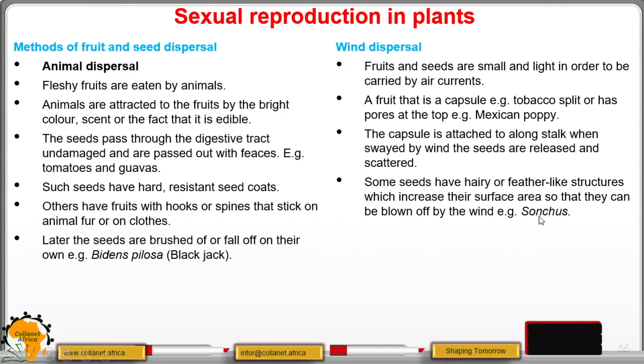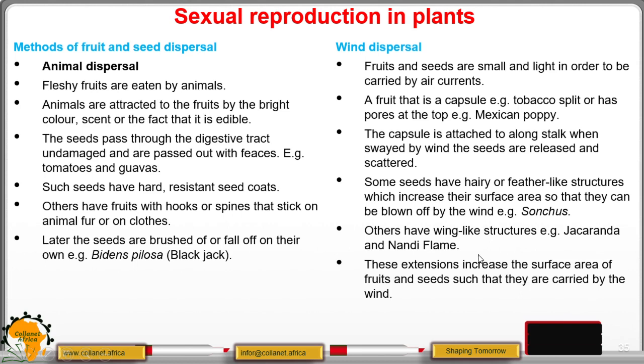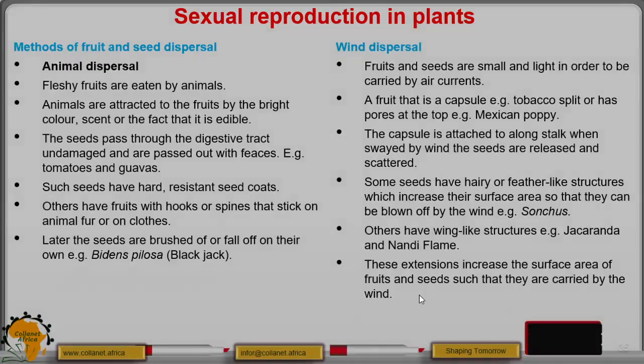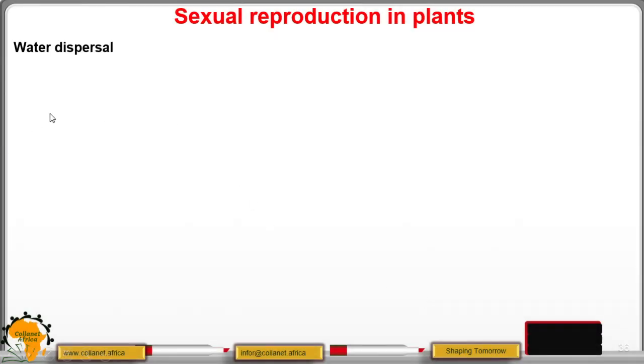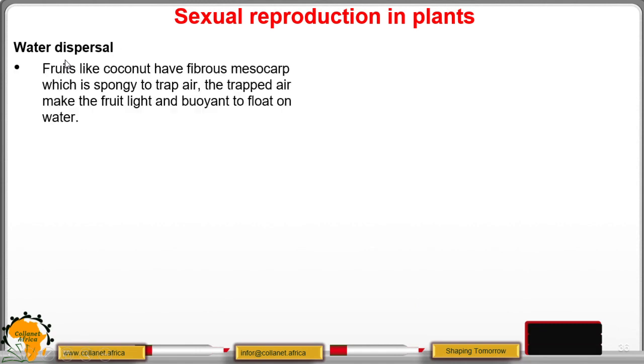For instance, this plant called the sonchus has some small projections like hairs, so that they can be blown by wind. Others have wing-like structures, for instance, the jacaranda and the Nandi flame. These wing-like extensions increase the surface area for fruits and seeds, so that they can be carried by wind. We have also dispersal by water.